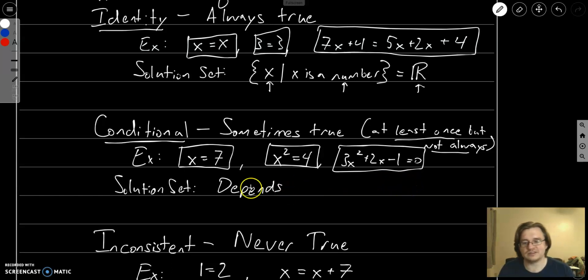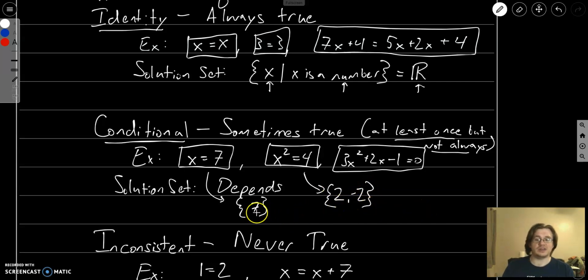It depends on what the equation is. For example, for this first one, we know that the solution set is just going to be the number 7. However, for the next one, we know that 2 and negative 2 are the solutions here. So if I write down 2 and negative 2 and put those in a set, you can have a solution set with one thing in it, two things in it, hundreds, if not thousands, if not infinitely many. But if it's everything, you're an identity and not a conditional.